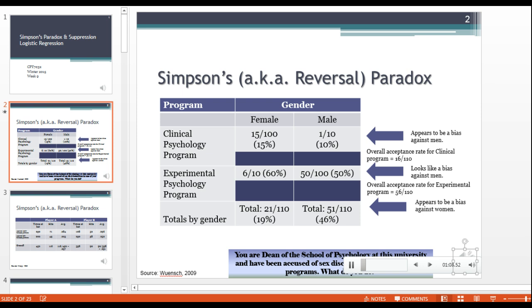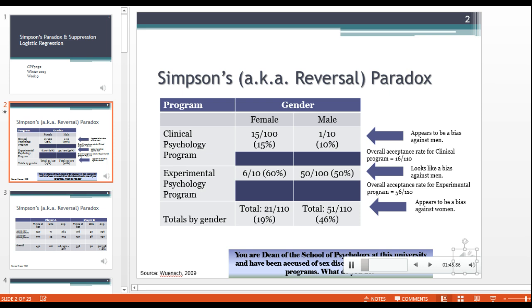And so for the clinical psych program, the female selection rate is given. It's 15 who were accepted versus 100 who applied. So that is a 15% acceptance rate for females. For males, on the other hand, we have 1 who got in, and a total of 10 who applied. So this is an acceptance rate of 10%. Now here it appears that there's a slight bias against males in that program.